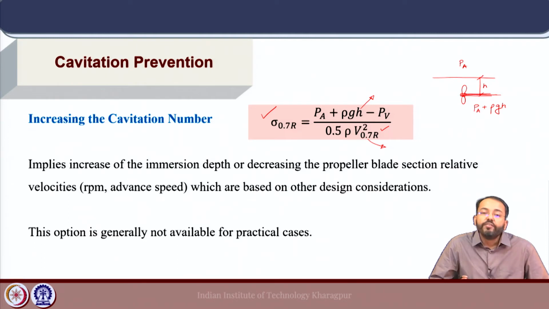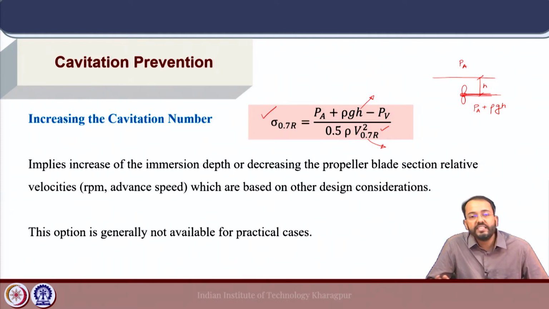Now, V0.7R will depend on both Va, the advance speed, and the RPM of the propeller. So, if we want to reduce V0.7R, then these velocities have to be reduced, either the RPM or the advance speed. Now, these are already based on other standard design conditions, because the advance speed will be based on the design ship speed, and the rotation is also dependent on the standard propeller design with respect to the powering requirement and engine propeller matching. So, changing these things are not normally possible for practical cases, and also the shaft axis immersion change is also not possible. So, this option is typically not possible for standard practical purposes.